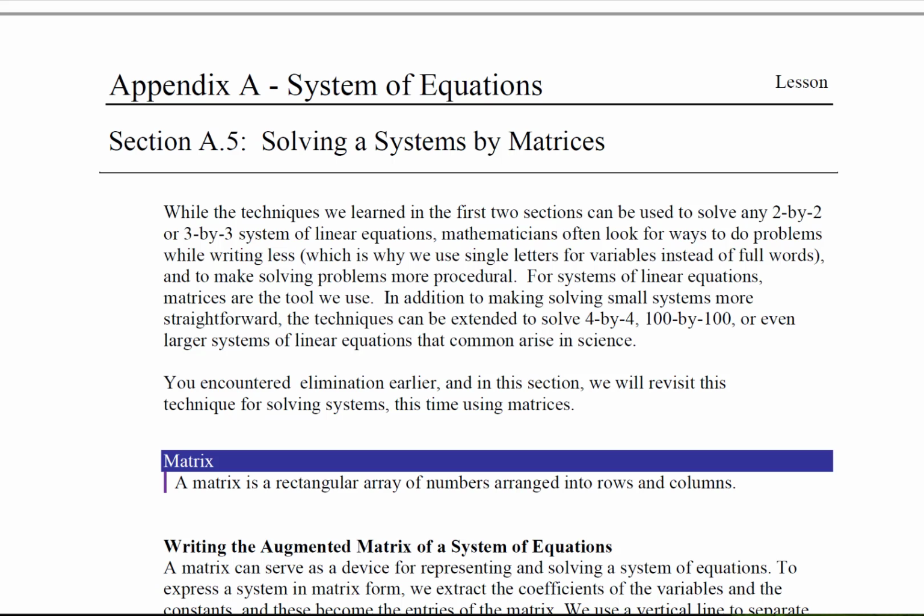Hey everyone, I want you to open your book to page 812, and we're going to continue our conversation about solving systems, but we're going to solve them with this new powerful tool called the matrix.